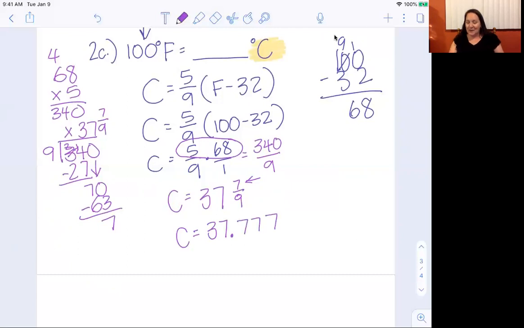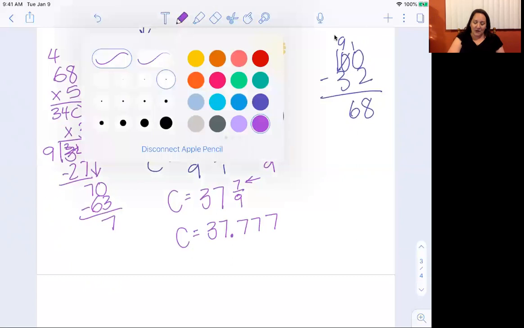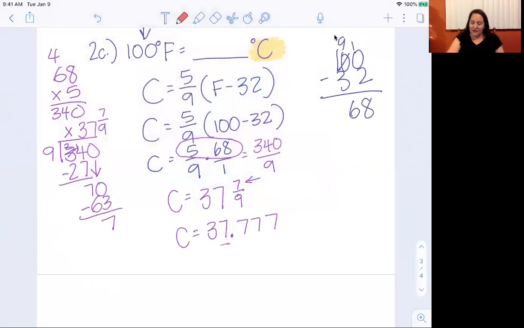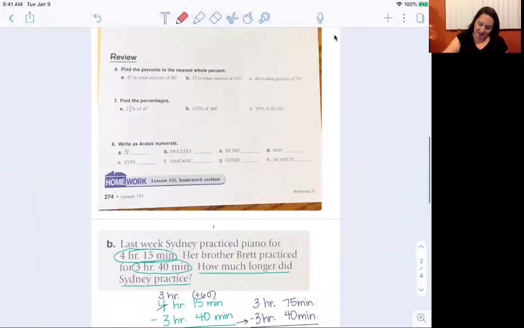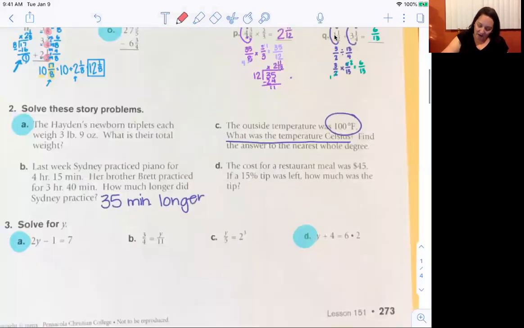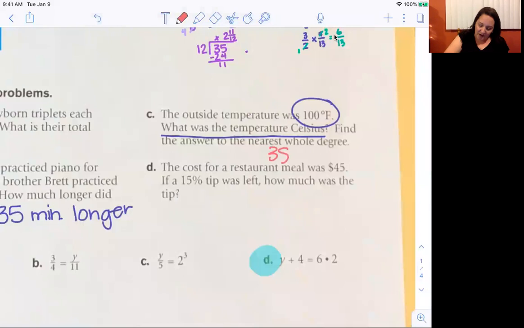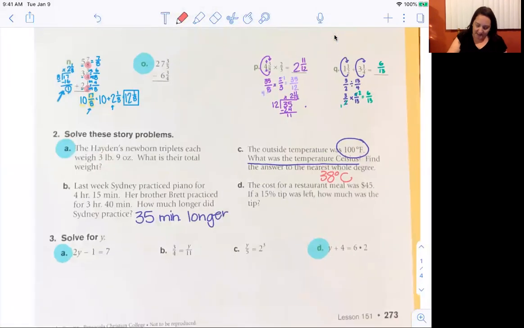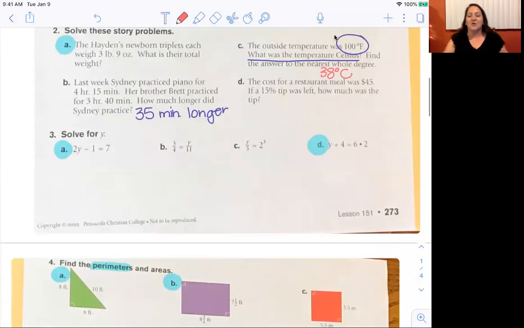It's the numerator repeating. So let's look, if we're going to round to the nearest whole degree, we look at the ones place, which is the 7 in this case. The 7 in the tenths place is helping us to round up or stay the same. So what does 37.7 degrees become? 38 degrees Celsius. Excellent. So we'll come back here and we'll write 38 degrees Celsius. Okay, let's move on to 3B.